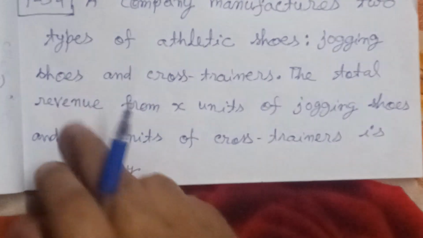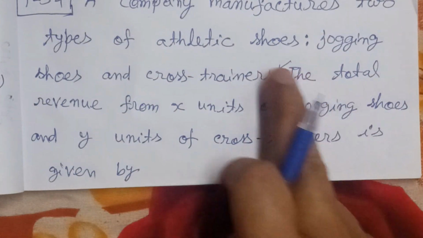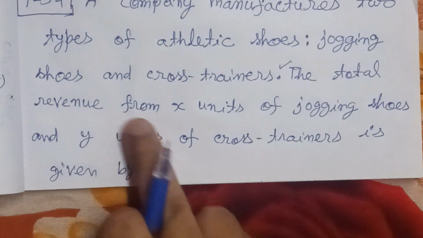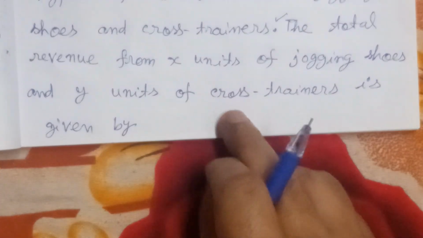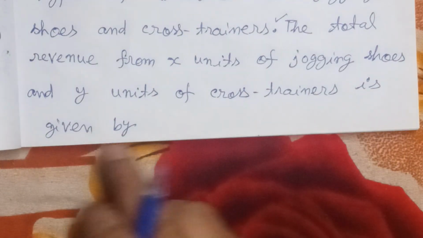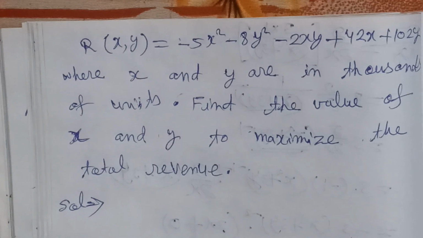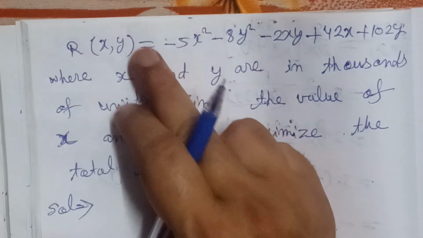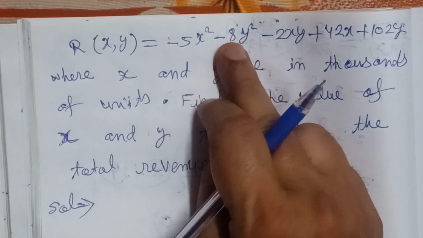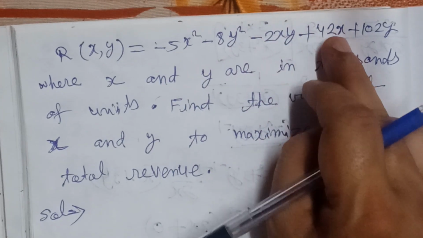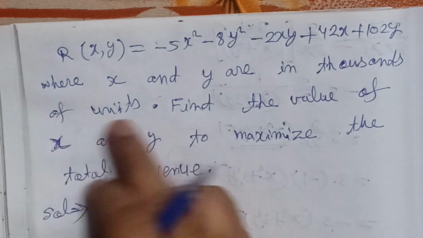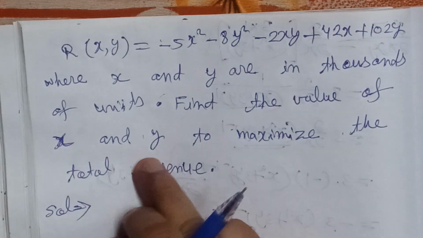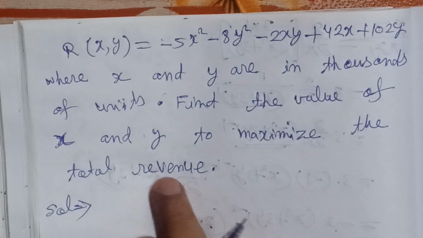The main question starts from here. The total revenue from x units of jogging shoes and y units of cross-trainers is given by, on the next page, R as a function of x and y is equal to minus 5x square minus 8y square minus 3xy plus 12x plus 102y, where x and y are in thousands of units. Find the values of x and y to maximize the total revenue.